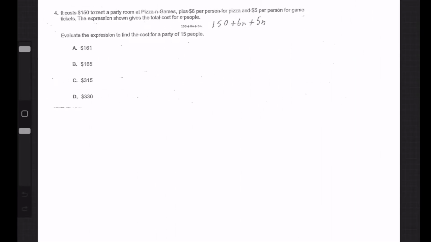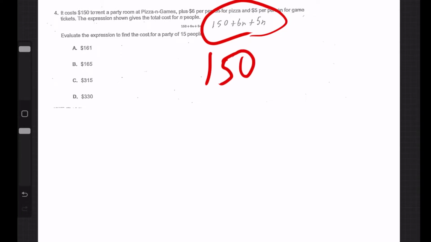Question 4 says, it costs $150 to rent a party room at Pizza and Games, plus $6 per person for pizza and $5 per person for game tickets. The expression shown gives the total cost for N people. So we've got this expression right here, which is 150, which is the one-time cost for the party rental room. So that's not per person, that's one charge for everyone.